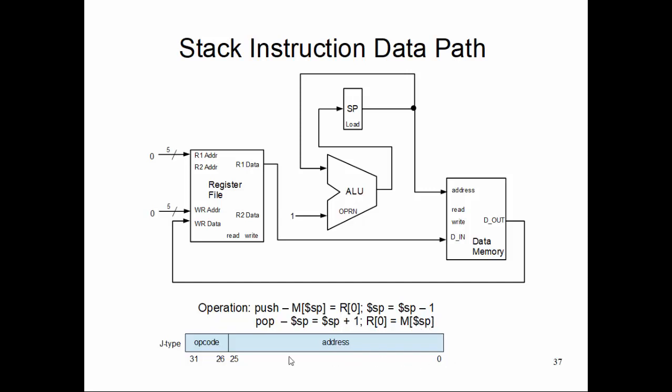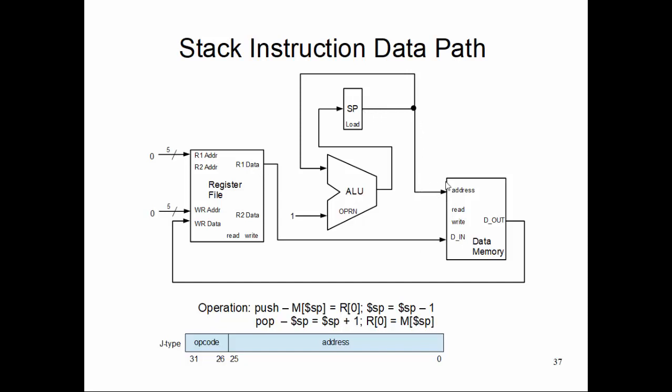So in this case, we don't use at all this 0 to 25 address. This is kind of don't care. We only, based on the opcode, perform push and pop. So that means what happens here, for push, we need to read from register 0. That's why the R1 address is connected to a constant 0, and R1 data is connected to the data in, because I need to write that data into the data memory, where the address is coming from the stack pointer.